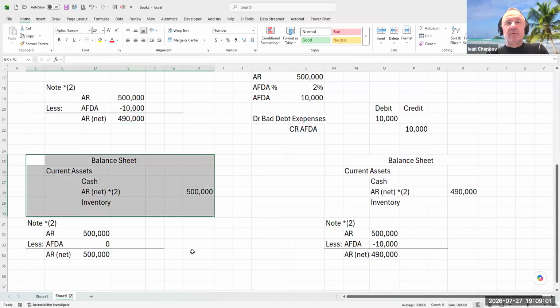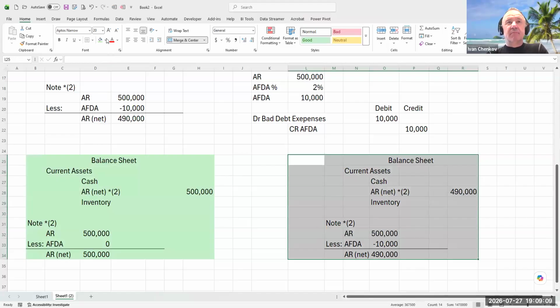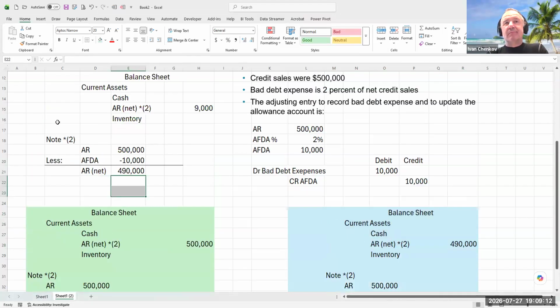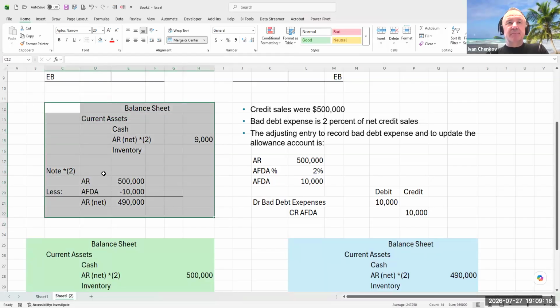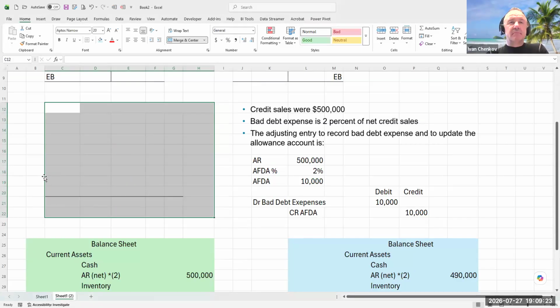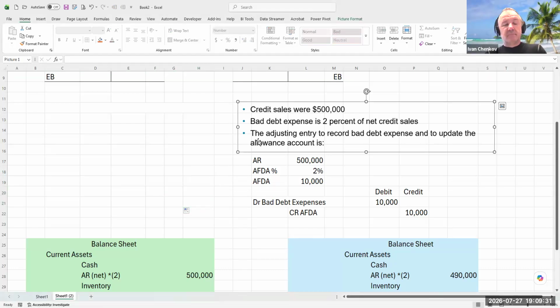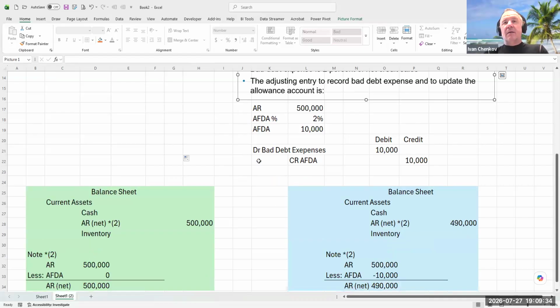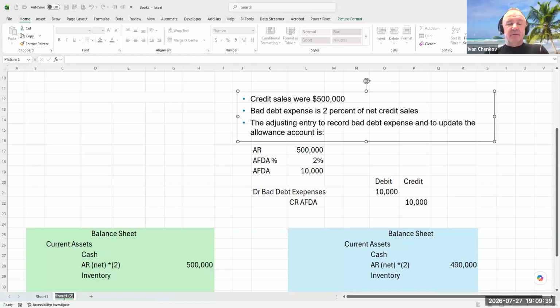So this is before. This is after the journal entry. This information here we have, and that's our journal entry and our presentation. So this is the first method, which is percentage of sales.